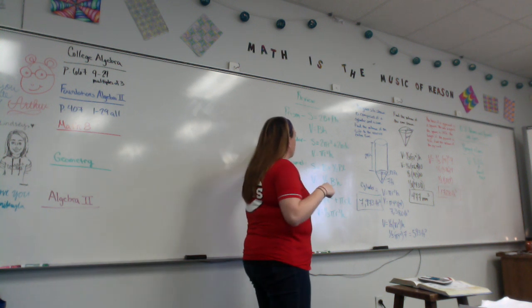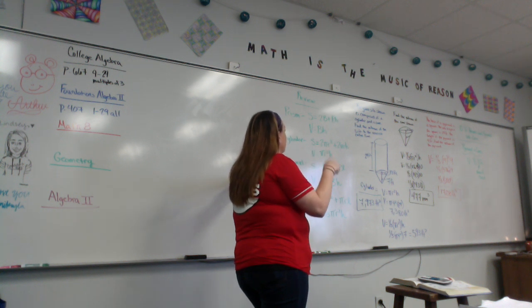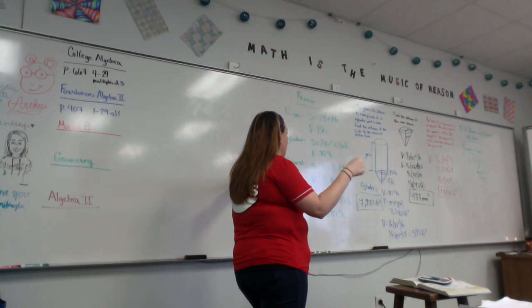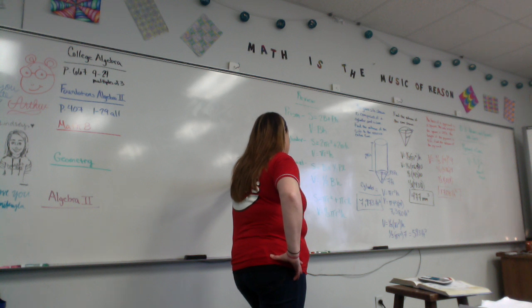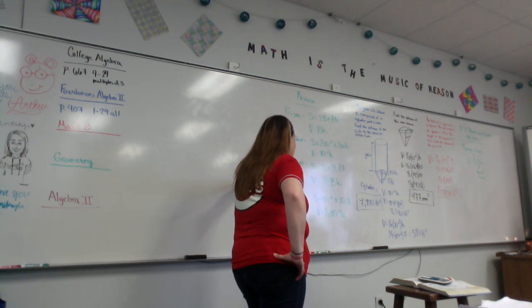So prisms: our surface area equals 2 times the area of the base plus the perimeter times the height. Volume of a prism is the area of the base times the height. Cylinders: surface area is 2 pi r squared plus 2 pi r times your height. Volume is pi r squared times your height. Pyramids: our surface area equals the area of the base plus 1/2 of the perimeter times the slant height. And volume equals 1/3 of the area of the base times the height.